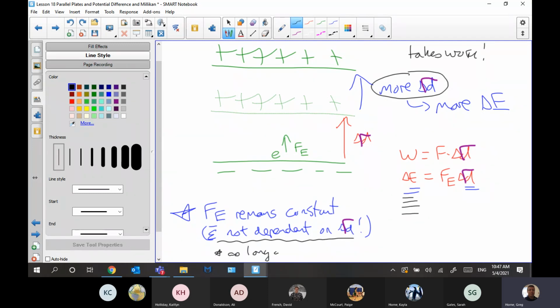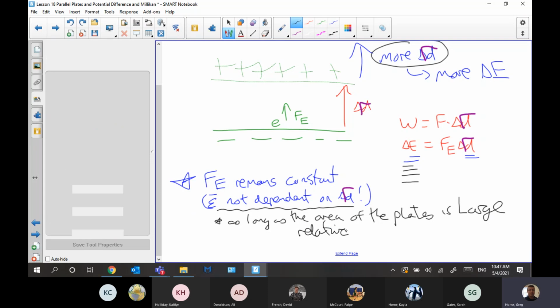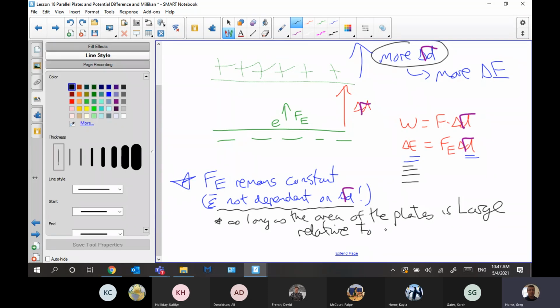As long as the area of the plates is large relative to the space. No one ever said that to me either, relative to R. So it seemed to me like I can just take these parallel plates, move them kilometers apart, and the electric field's the same between them.